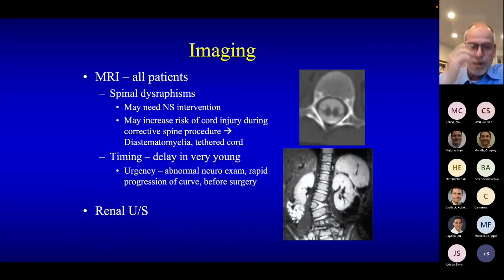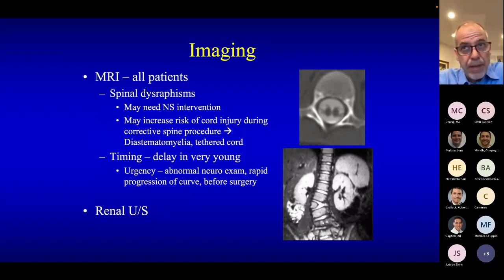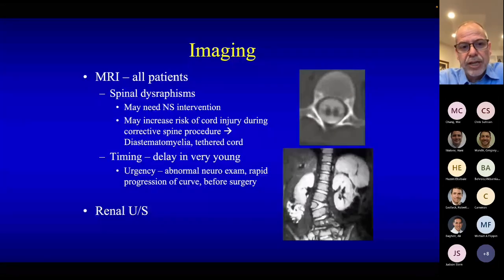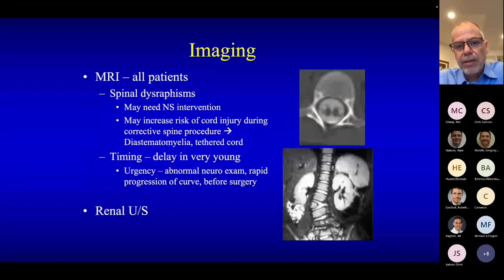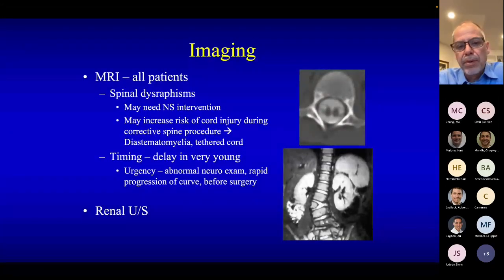MRIs, as I mentioned before, are probably a need in all patients. The timing is the question, and I won't say there's controversy, but it's not very clear as to when the best timing is. The main reason is because in the really young patients, there's a need for potential anesthetic in order to allow these patients to get the MRI. The benefit of an MRI is that sometimes the earlier you diagnose a spinal dysraphism, you might actually prevent further progression, because the spinal dysraphism could also be a reason for progression.